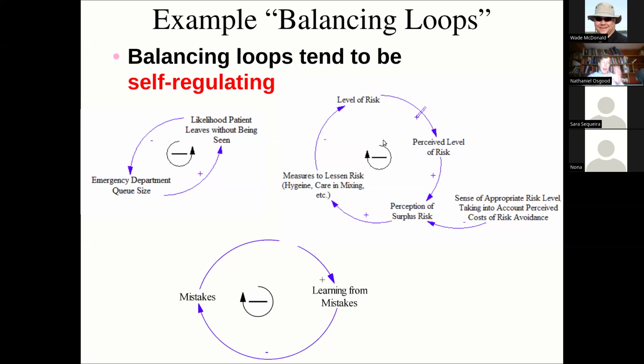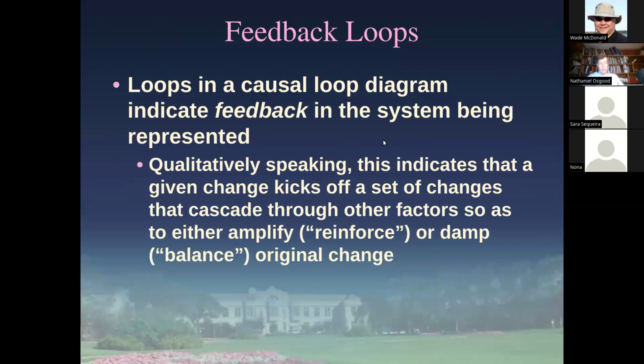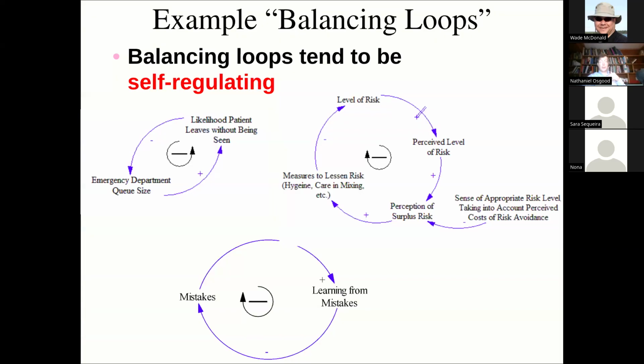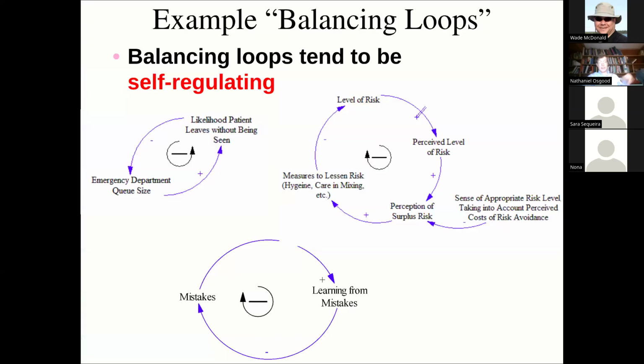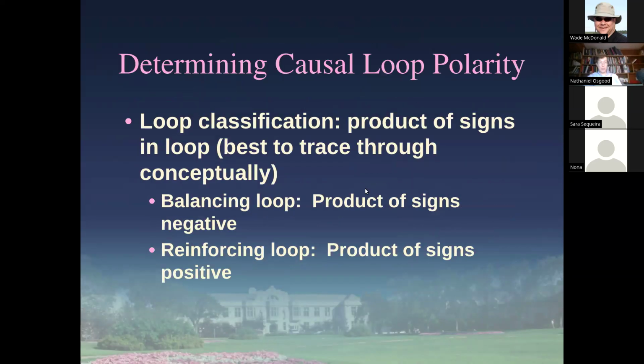These are all examples of balancing loops. These feedback loops illustrate the situation where a change at one point ripples through the system in ways that either push back against or amplify that original change. So it leads to this cascading series of changes across this path, which come back to the original one and either push back against it, that's a negative loop, or amplify it, that's a positive loop.